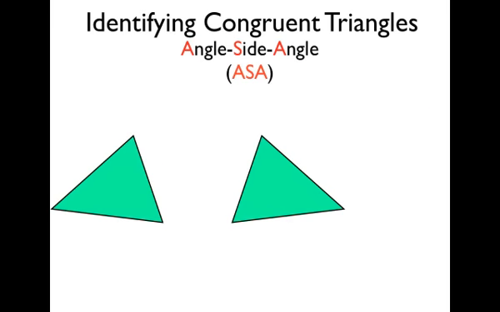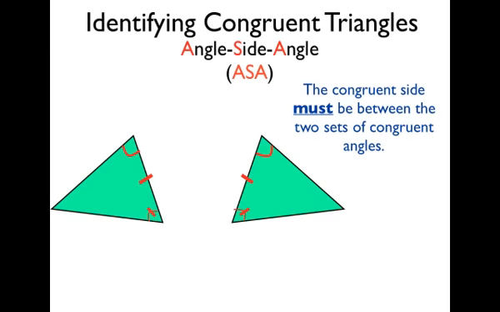Our last one is angle, side, angle. And angle, side, angle is kind of the opposite of side, angle, side. We have a pair of angles that are equal, and then connected to that is one side that's equal, and then connected to that side is another pair of angles that are equal to each other. So again, the side has to be between the two angles, and that would make that congruent.